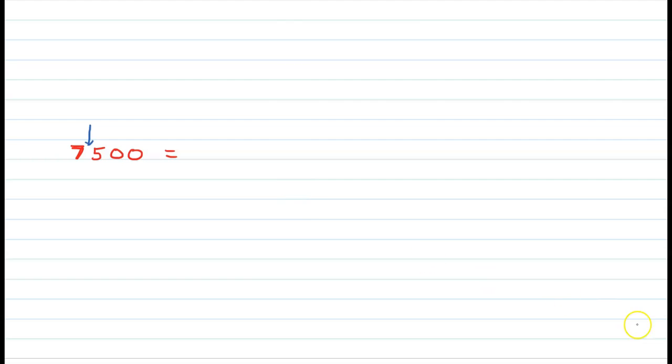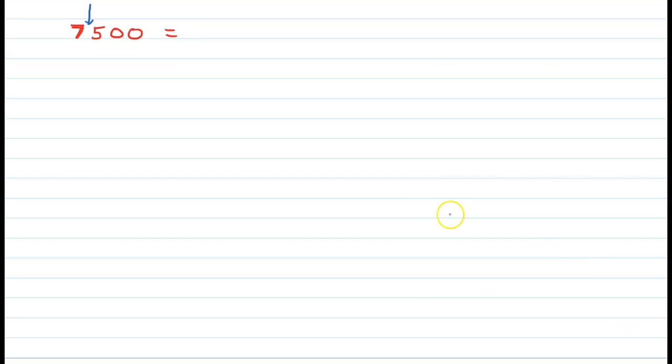Okay, so if you see it is 7, the first non-zero number, then what you need to do is write down an arrow here and you count until here: 1, 2 and 3. So you can write down 7.5 into 10 to the power 3 because you have gone 3 steps back. Is that okay?